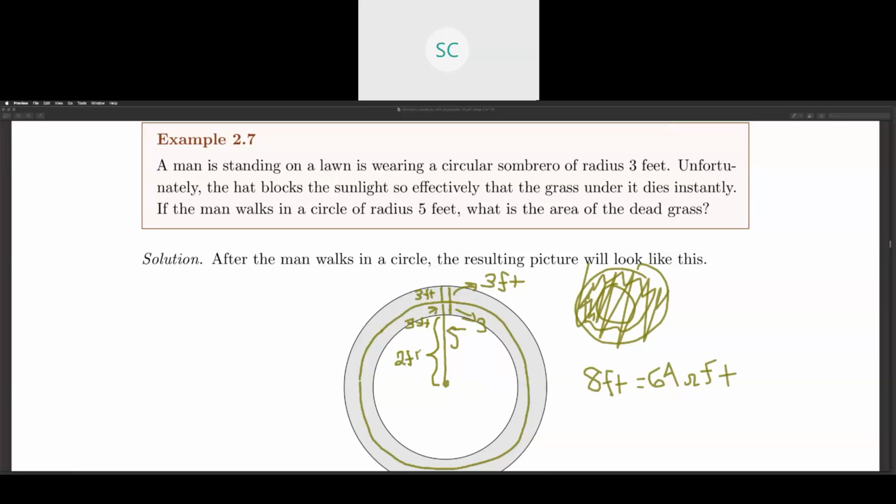As I said before, this is definitely not to scale, but you have to remember to subtract this portion right here. That's what we did: since the sombrero is 3 feet long, if you just subtract that, you get that this radius is 2 feet long.